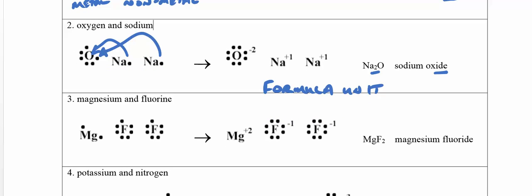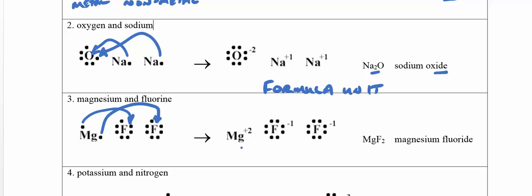Let's look at this one, magnesium and fluorine. This time, magnesium is coming from the left side of the periodic table. It's the metal. Fluorine is going to be from the right side. This is a nonmetal. So fluorine requires 1 more electron to complete its octet, but there's going to be 2 of them because each of the electrons of the magnesium is going to go to one of these fluorines, completing the octet in each of these fluorine atoms.